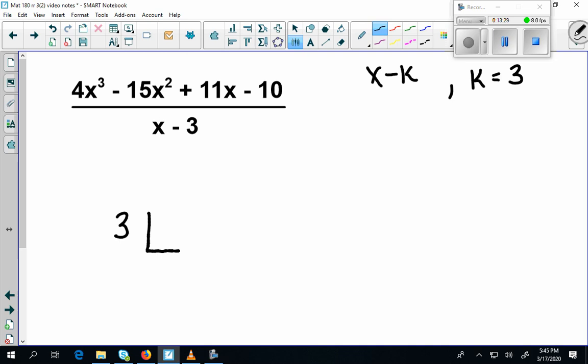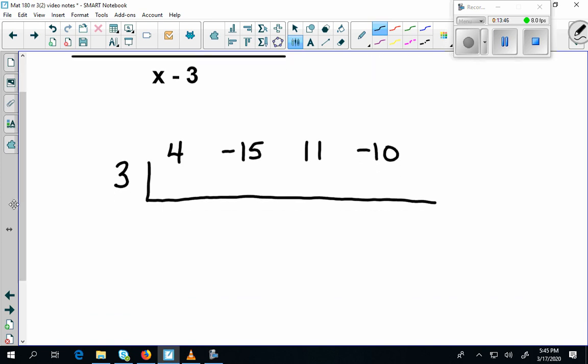So I'm going to leave that 3 outside. I'm going to draw my bracket upside down. And then I'm just going to take those coefficients. We already looked, we don't need a placeholder. So I have 4, negative 15, 11, negative 10. All right, so first step, bring down the first number. So 4 just goes straight down. Next step, multiply. 4 times 3 is 12. Next step, add. Negative 15 plus 12, negative 3.